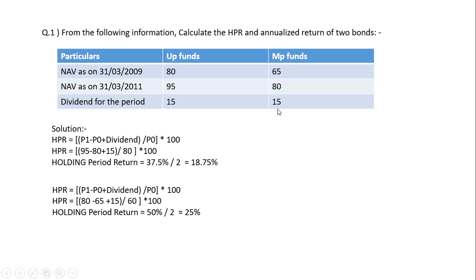For the second mutual fund, the MP funds, same formula: holding period return, price at the end minus price at the beginning plus dividend, divided by investment price at the beginning, the purchase price, into 100. HPR is equal to 80 minus 65 plus 15 divided by 65 into 100. Holding period return is 50%, divided by 2, that is 25%.